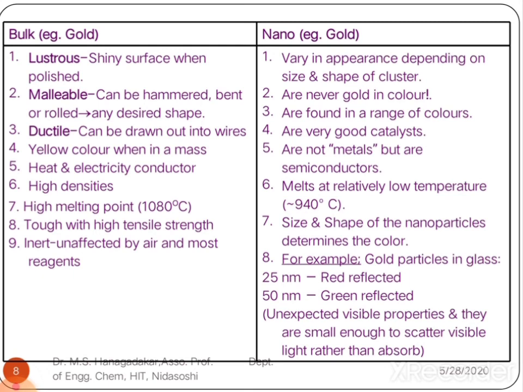And the size and shape of nanomaterials can determine the color of the nanomaterials. For example, how do gold particles look when they have been entrapped on a glass surface? If the size is 25 nanometers, it shows a red reflection. But the same gold nanoparticles of 50 nanometers are going to reflect green color. That is the light property when those particles are exposed to visible light.